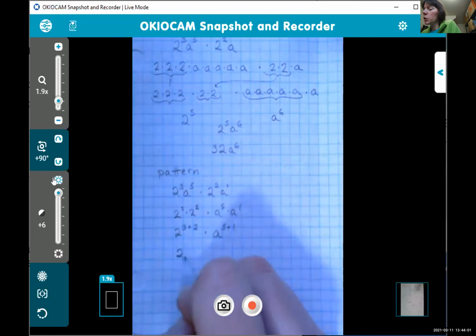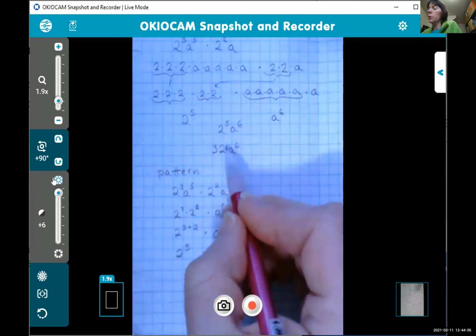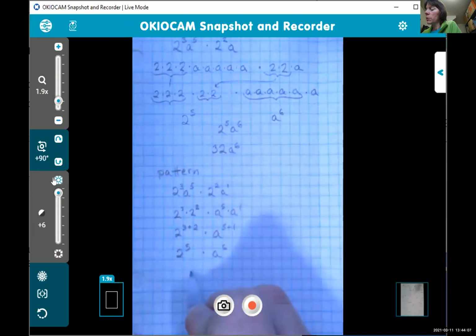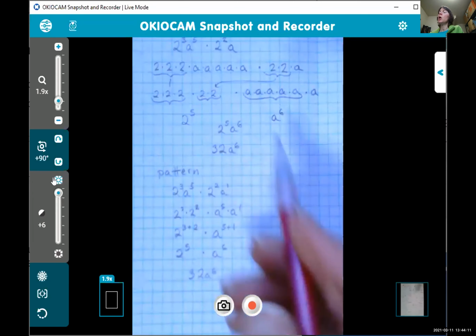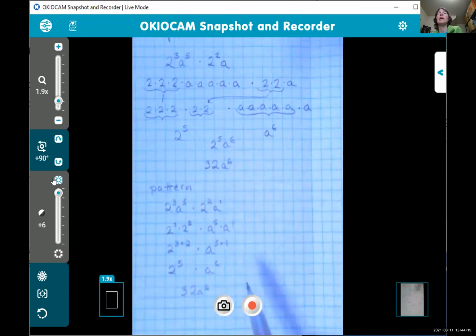And so we end up with 2 to the fifth times a to the sixth, which we already know from before is 32 a to the sixth. So you could work it either of these two ways. One of them might make more sense to you, or as I said, you might find yourself using elements of both of these as you work through certain problems. You would not be the only student who did it that way.